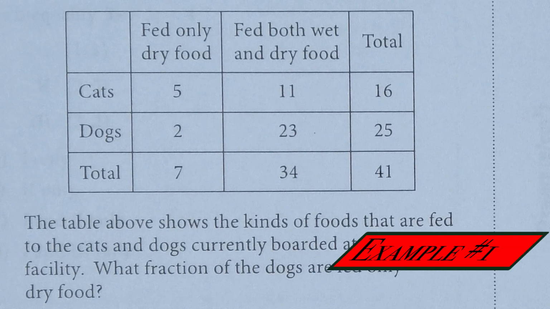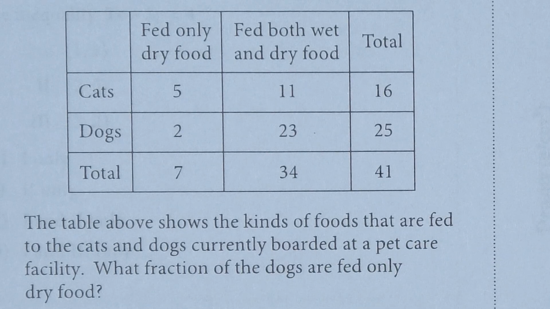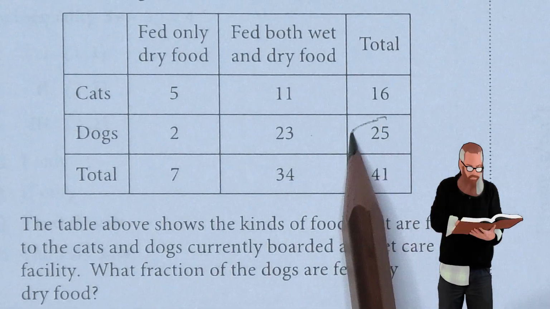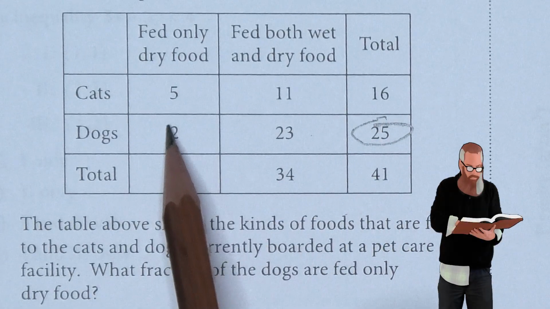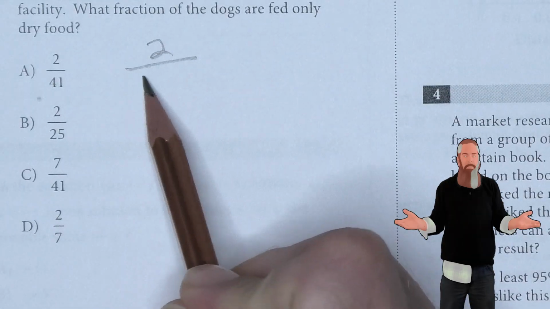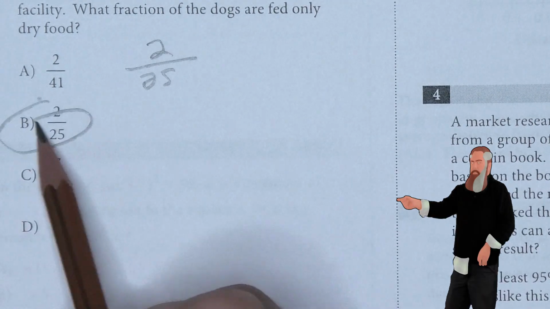The table above shows the kinds of food that are fed to cats and dogs currently boarded at a pet care facility. What fraction of the dogs are fed only dry food? The key here is simply we're looking at the total number of dogs and dry food only, which is 2. This means I'm looking at 2 out of the total 25, so B is the answer.